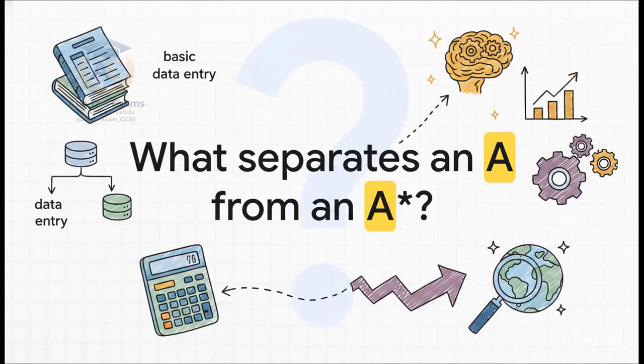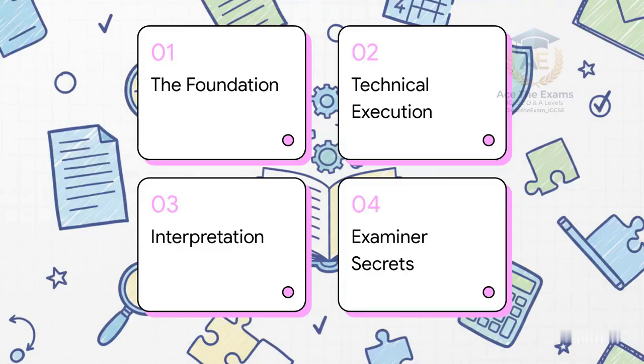What actually separates a good student from a top-tier A-star candidate when it comes to this incredibly dense syllabus module? Is it just memorizing formats? Well, no, not quite. It's really about bridging that gap between basic data entry and actual, high-level financial intelligence. To get you completely exam ready, we're breaking things down into 4 critical whiteboard sessions today. We'll start with the foundation, move into technical execution, step up to interpretation and ratios, and finally, we'll look at some direct insider secrets from the examiner reports.